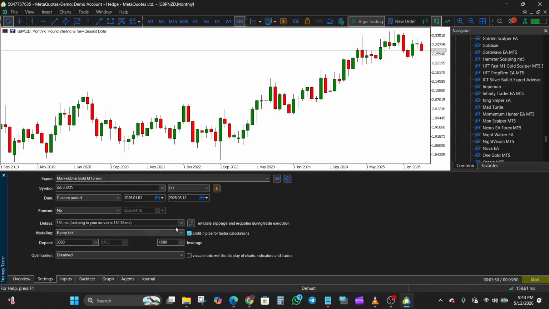And then for the delays, we're just going to be using the last ping to the server, and we're using the every tick modeling. So let's just begin the test immediately.